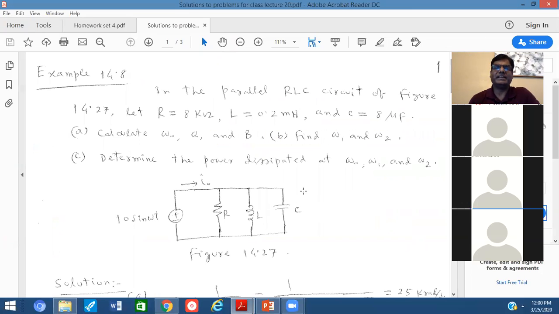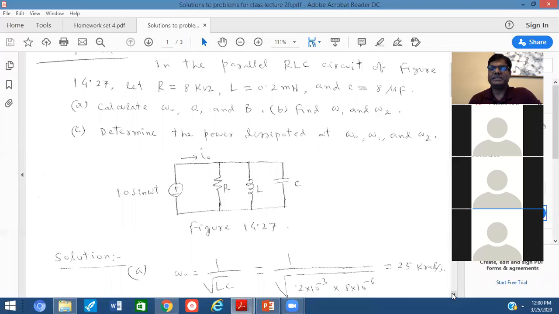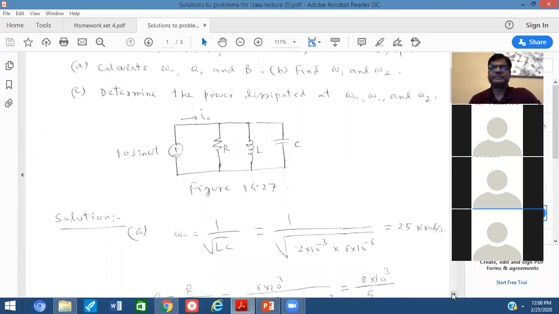So once again, you need not be worried about the numbering. Like I have written example 14.8, I used this slide for the previous classes, and accordingly I have put those numbers. So you need not worry about those numbers, neglect those numbers. You just read the problem statement. So you see, I'm scrolling down.